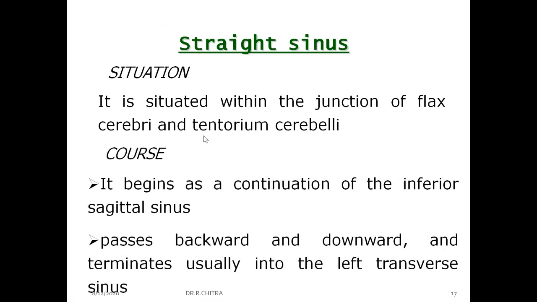Course: the straight sinus is the continuation of the inferior sagittal sinus. It will be passing backward and to the left, and it will continue as the left transverse sinus. So now we have to remember, the superior sagittal sinus will continue as the right transverse sinus. The inferior sagittal sinus will continue as the straight sinus, and then it will become the left transverse sinus.